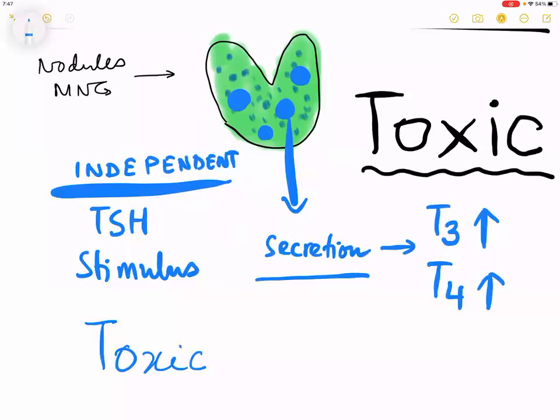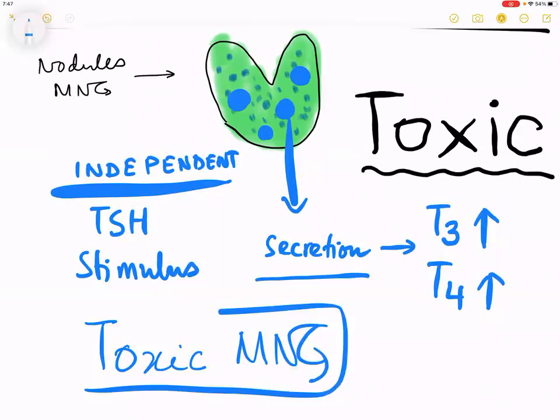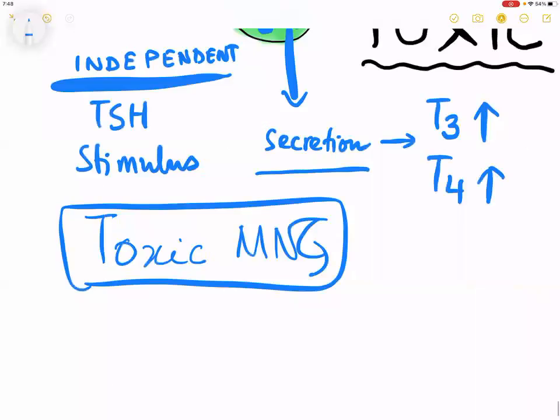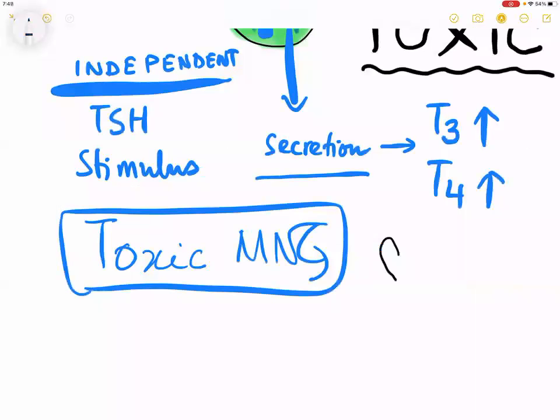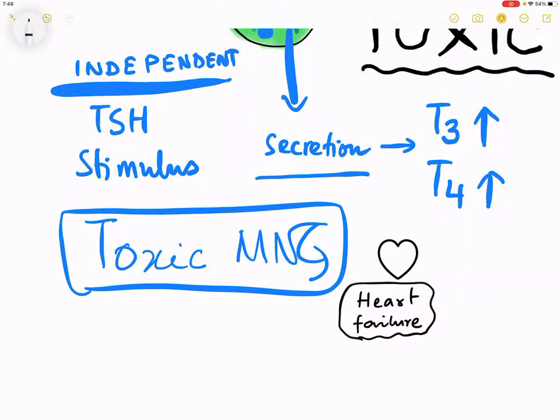It is now called toxic. Very good. Or the common word is toxic multinodular goiter. So the patient has all the signs of thyrotoxicosis, and clinically it mainly affects the heart. These patients usually present to the cardiology OPD with heart failure or atrial fibrillation, maybe bad things about the heart, etc. And that is very fatal for the patient, believe me.